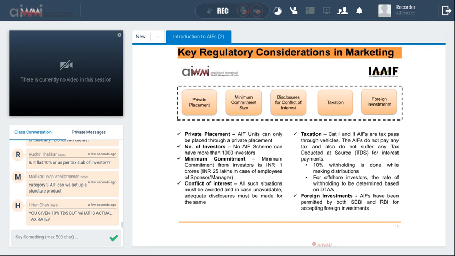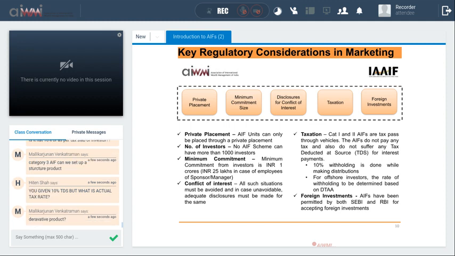Category 3 AIF, can we set up a structured product? Absolutely. Category 3 AIFs, you can do pretty much anything. So AIF is a vehicle where you can do anything. Because SEBI is restricting participation in an AIF to a high net worth individual or to institutions, you give the manager the flexibility to really work on different instruments. So an AIF can pretty much invest in any security out there, without any risk. It can invest in derivatives also.